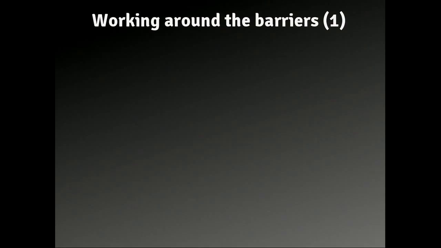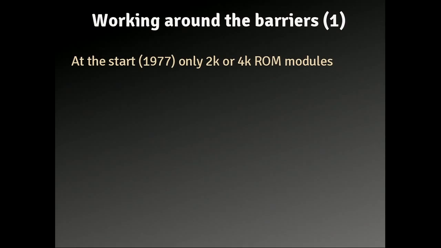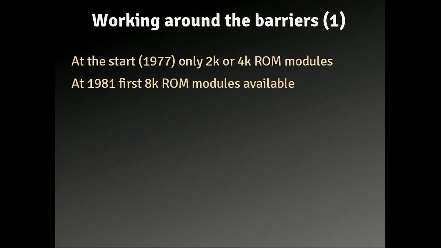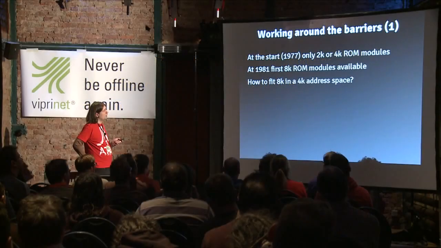So at the end, let's talk a bit about the barriers. We got the barrier because of only 4K modules. As I mentioned earlier, we've got Tjoppen who did a 32K module. How is it going to work? As an example, I'm going to use the 1991 invention of the 8K ROM module and how we're going to fit 8K in a 4K address space.